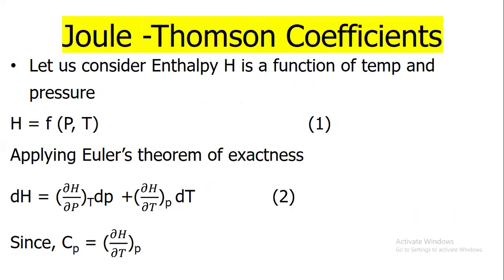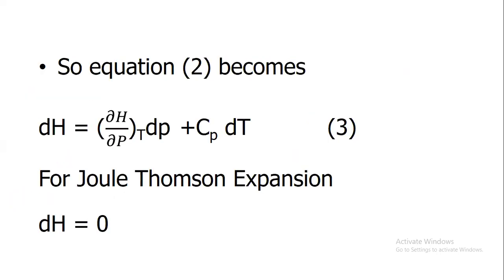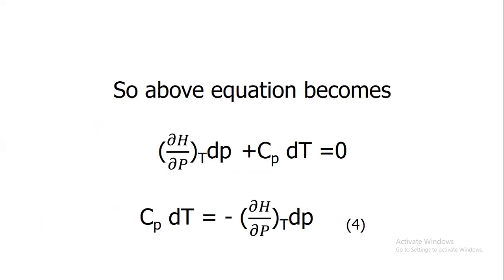Joule-Thomson coefficient. Let us consider enthalpy as a function of temperature and pressure, H equal to f(P, T). Applying Euler's theorem, we get dH equal to (∂H/∂P)_T dP plus (∂H/∂T)_P dT. Since Cp equal to (∂H/∂T)_P, equation 2 becomes dH equal to (∂H/∂P)_T dP plus Cp dT. For the Joule-Thomson expansion, dH equal to 0. So the above equation becomes (∂H/∂P)_T dP plus Cp dT equal to 0.